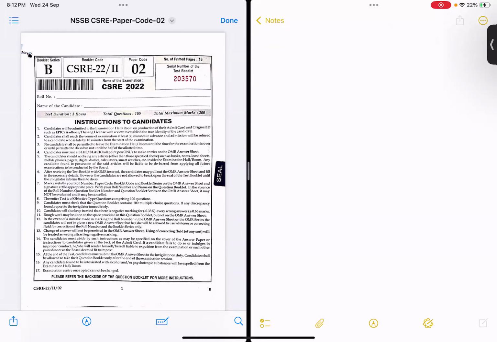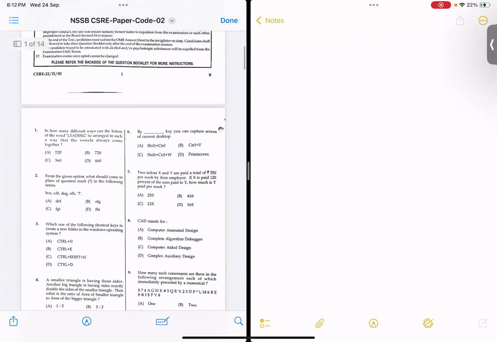Hello everyone. Today we'll be solving the CSRE examination 2022. This will be the paper code 02. So let's go directly to the questions.